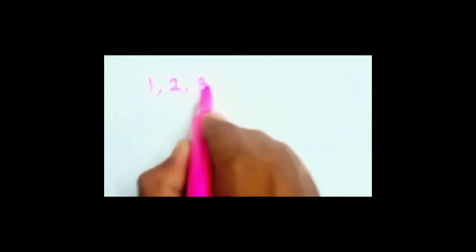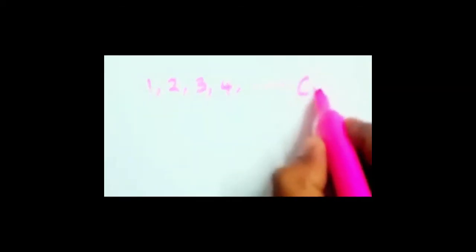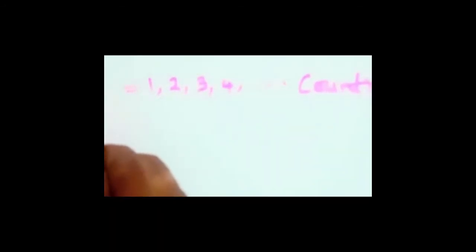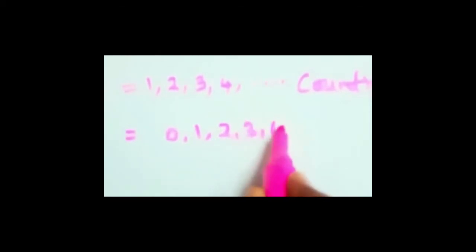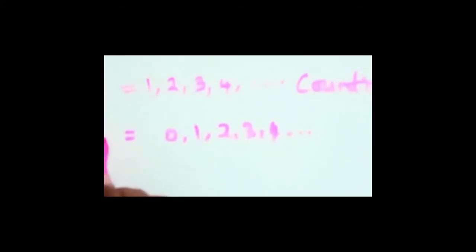The numbers like 1, 2, 3, 4 are for counting objects around us. These counting numbers are called natural numbers, and they are denoted by the capital letter N. By including 0 in the collection of natural numbers, we get whole numbers. These whole numbers are denoted by the capital letter W.